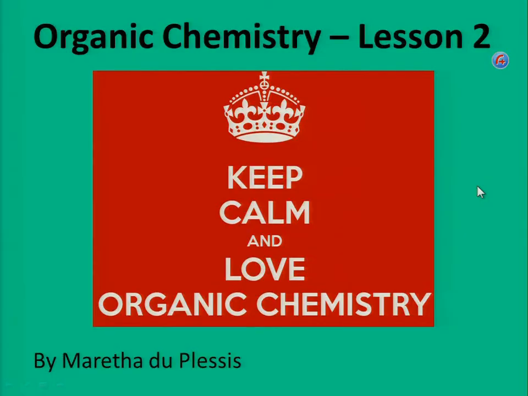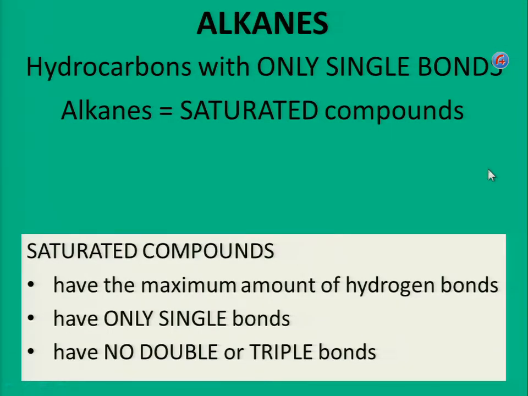Welcome to Organic Chemistry, Lesson 2. Alkanes: hydrocarbons with only single bonds. Alkanes are also called saturated compounds. A saturated compound has the maximum amount of hydrogen bonds. They have only single bonds, no double and no triple bonds.